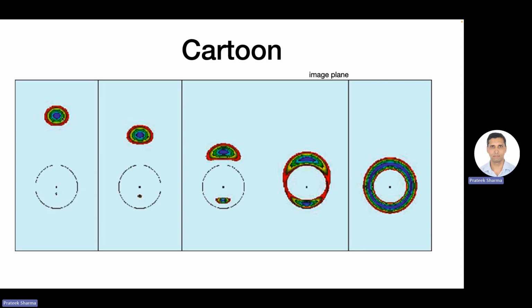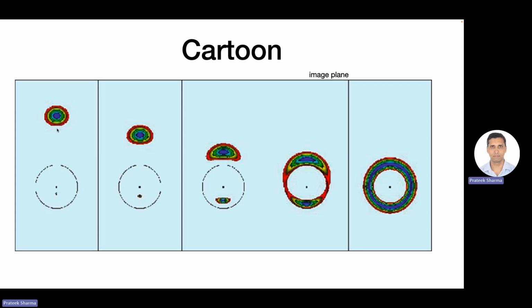Lensing is achromatic. All wavelengths from radio to gamma rays will suffer the same deflections because it's a gravitational effect. Unlike a lot of other things which are very chromatic and depend on the frequency.